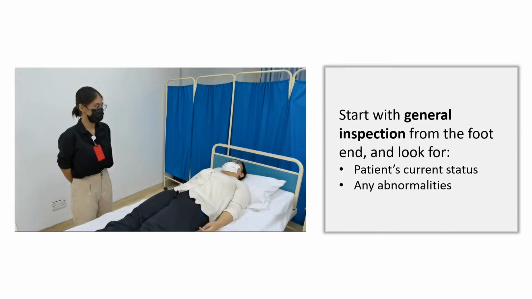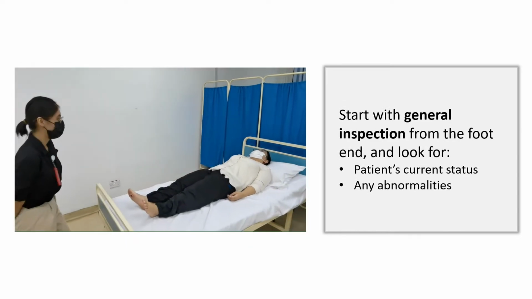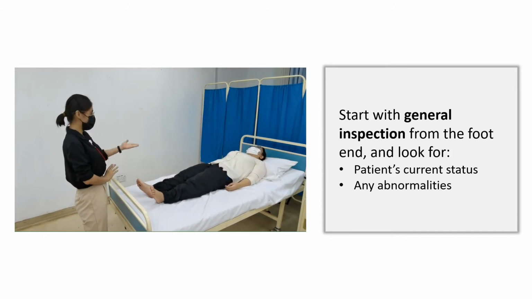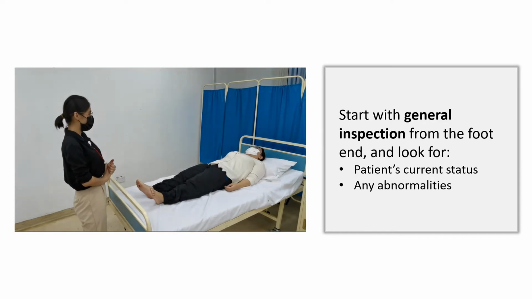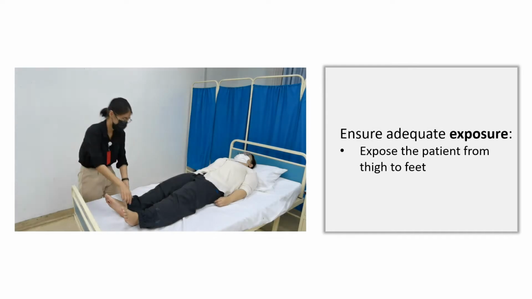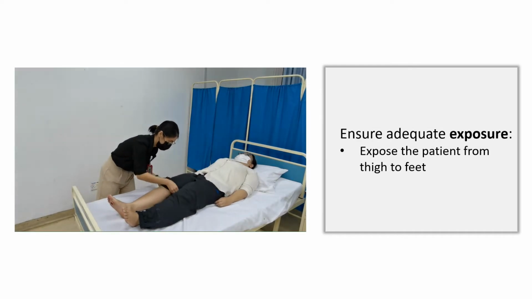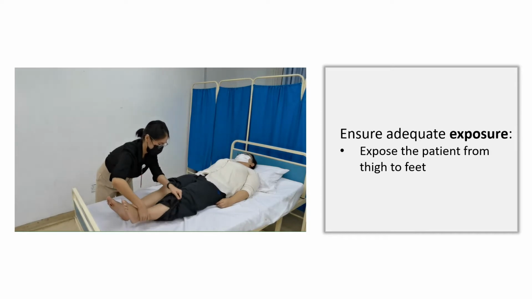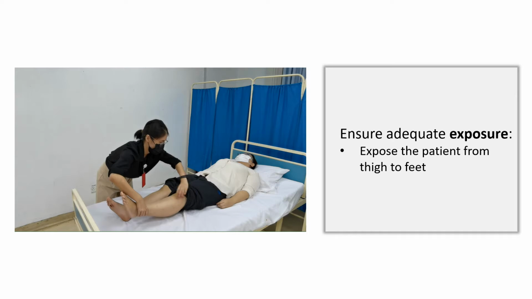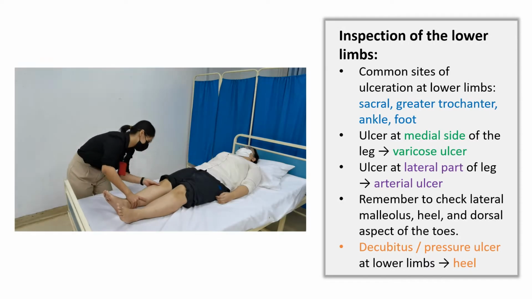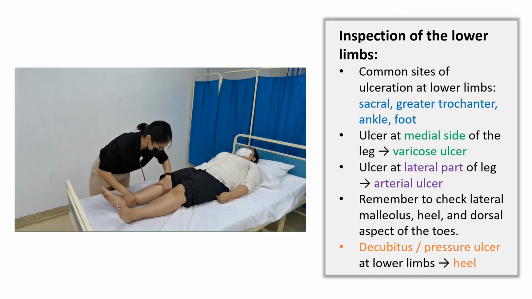First, start with the general inspection of the patient. Okay, the patient is seated comfortably, not in respiratory distress, not in pain, and has a normal body built. Expose the patient from thigh to feet. Then, proceed to the inspection of the lower limbs.